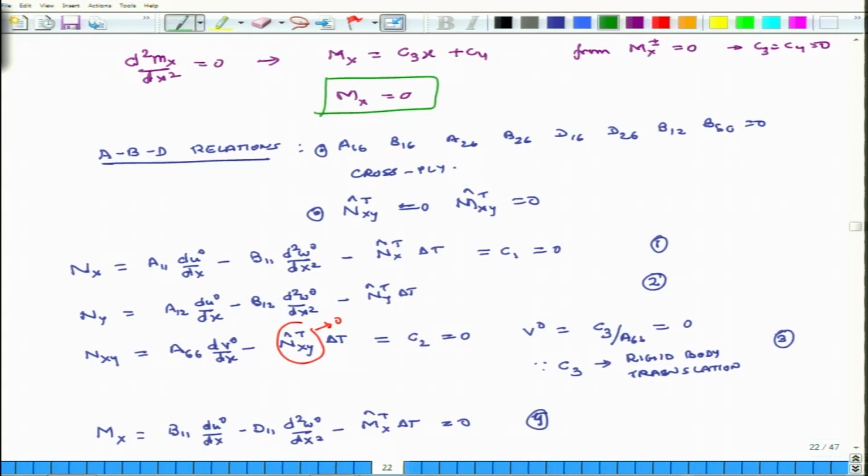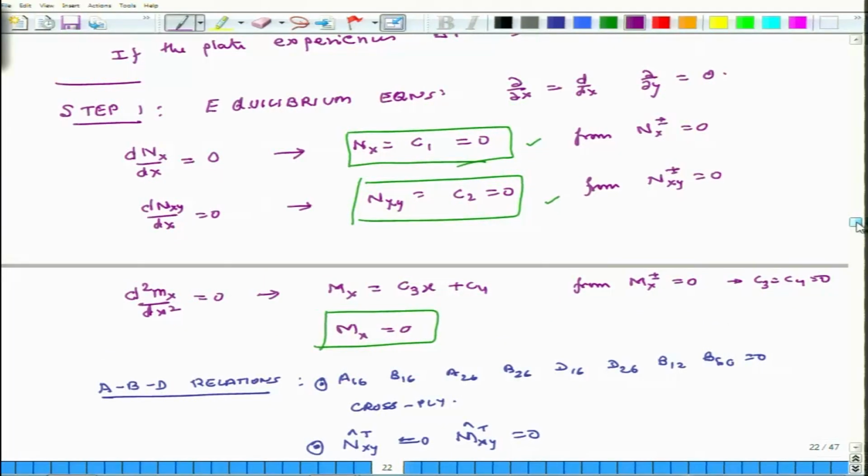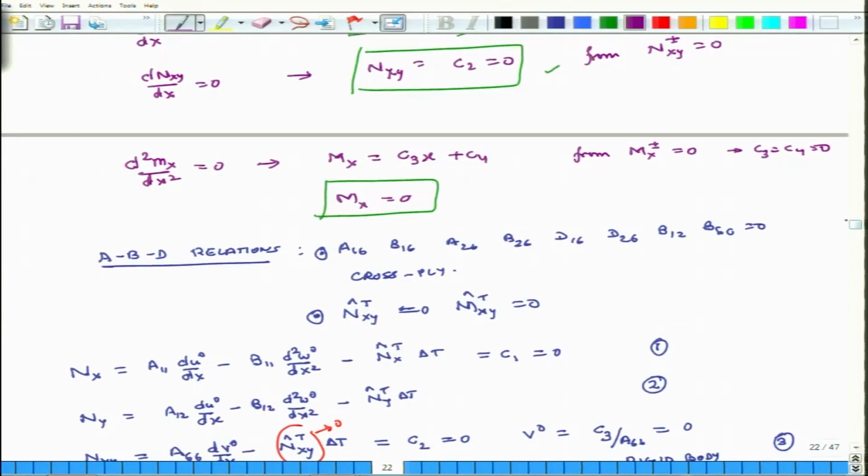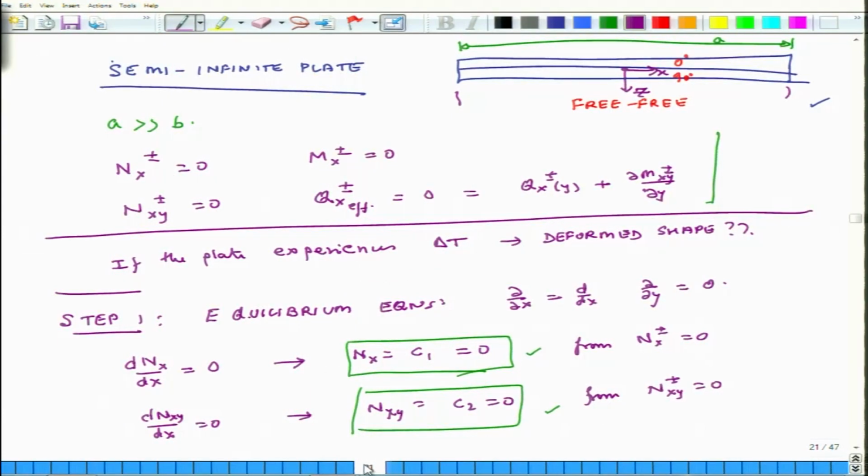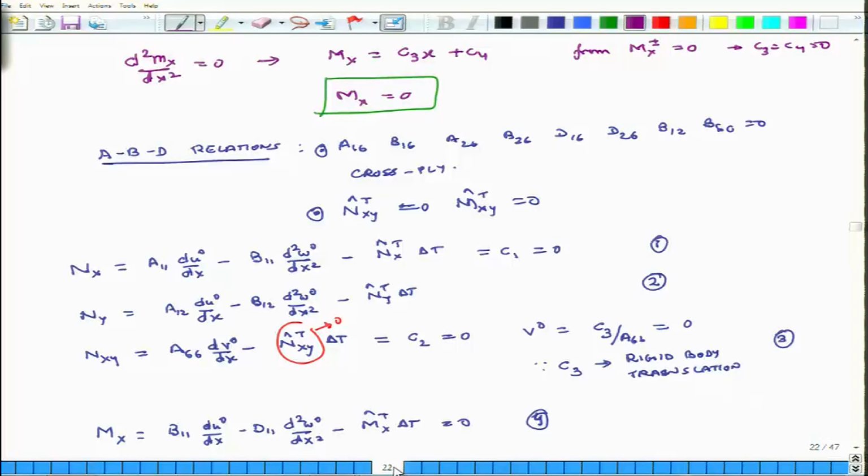When we integrate that we got Mx equals C3 x plus C4, and because Mx is equal to 0 on both the edges of the plate at x equals plus minus A over 2, the values of integration constants C3 and C4 turn out to be 0. So, Mx is equal to 0. In the overall sense Nx equals 0, Nxy equals 0 and Mx equals 0, and that makes sense also, because the plate which we are discussing is not seeing any external forces and it is free to move. So, we should not expect any internal forces and moments in the plate.